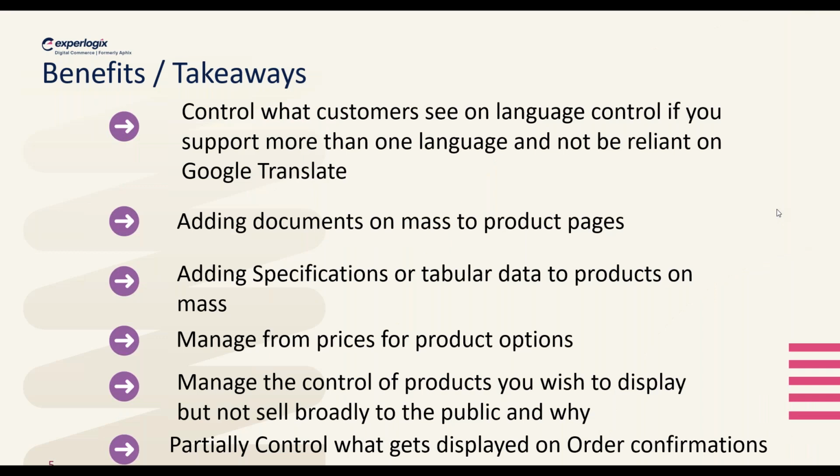The benefits or takeaways for today's session will allow you to control what customers see on language control if you do support more than one language and not be reliant on the likes of Google Translate. Adding documents en masse to product pages, adding specifications or tabular data to products en masse, managing from prices for product options, managing the control of products you wish to display but not sell broadly to the public, understanding why that's important, and partially controlling what gets displayed on order confirmations.